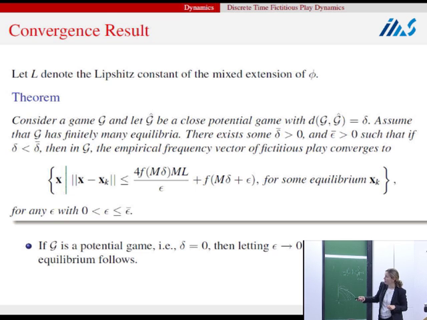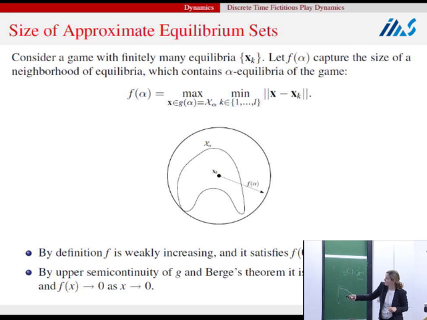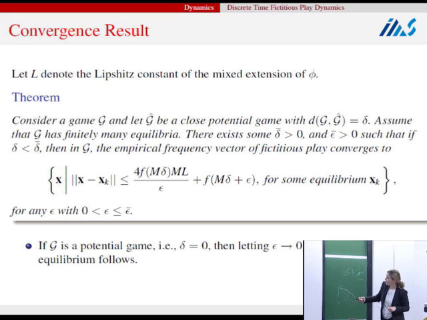I did not go over F very well, but F is basically the size of the ball that I fit around my equilibrium set. And let's look at the extreme case now. This is true for any epsilon between 0 and epsilon bar. So if I look at the extreme case, G is a potential game, delta equal to 0. Delta equals 0, f of 0 is 0, so this term drops out. And if I take epsilon to 0, f of epsilon goes to 0, then this essentially recovers Monderer-Shapley result that we converge to a mixed equilibrium set.